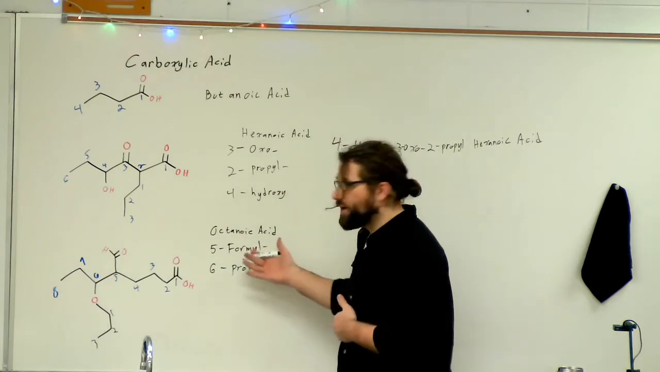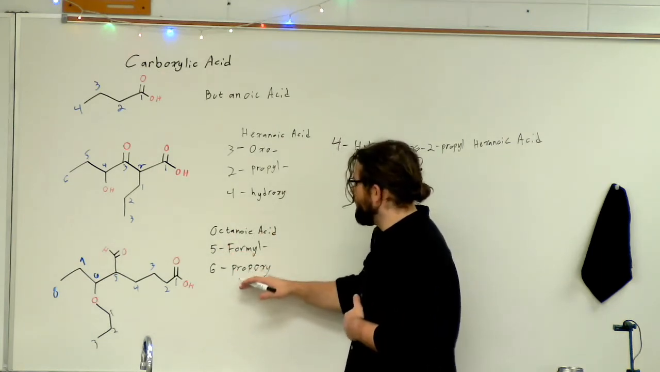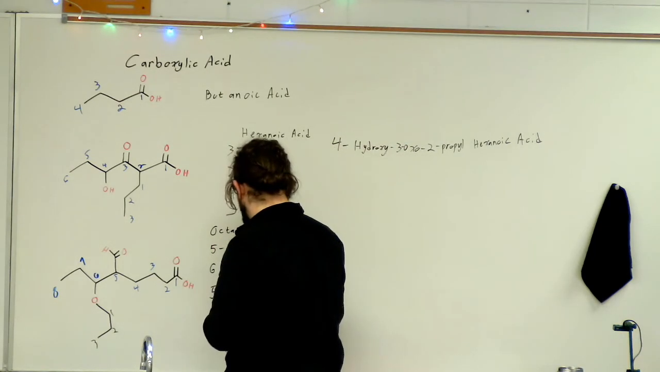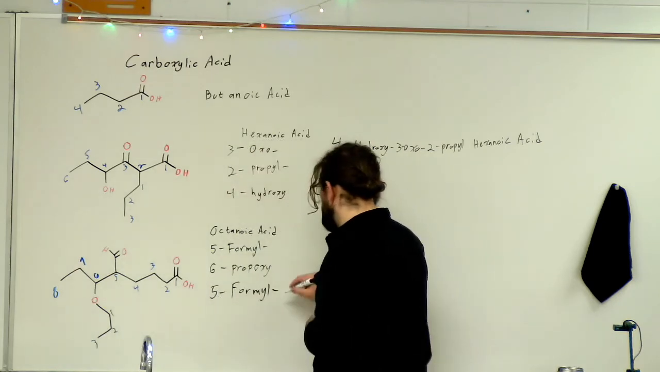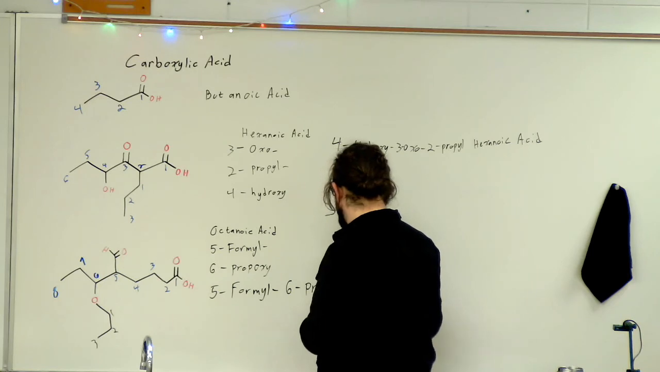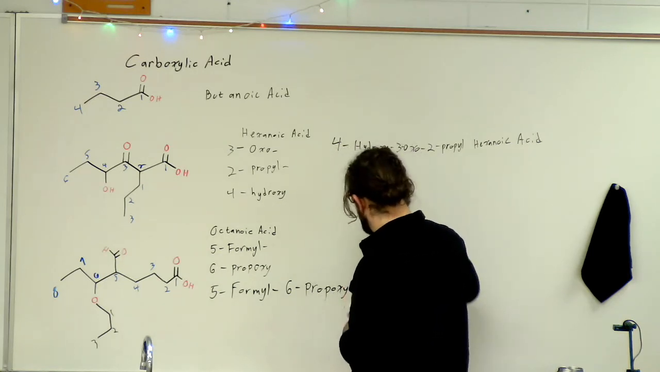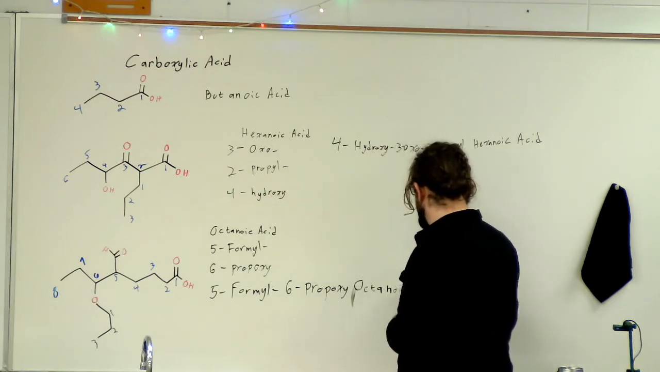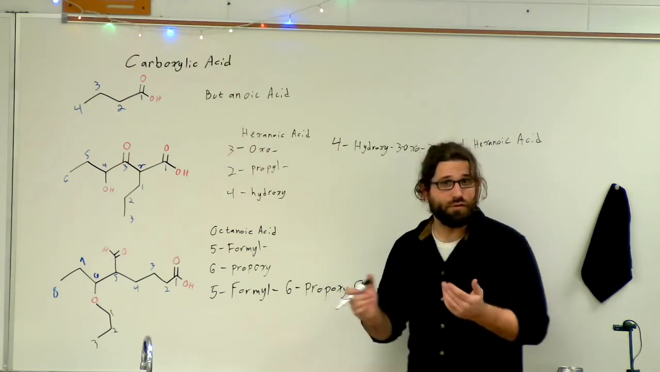So then once again, I just put them in alphabetical order. 5-formyl, 6-propoxy, octanoic acid. And there's our carboxylic acids.